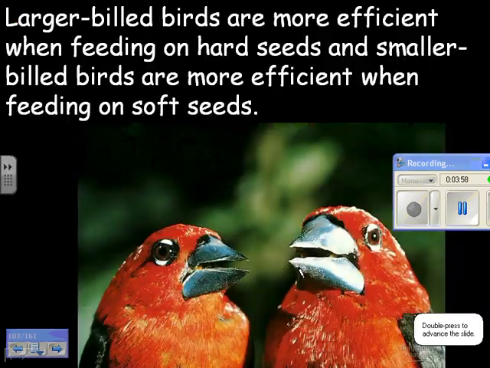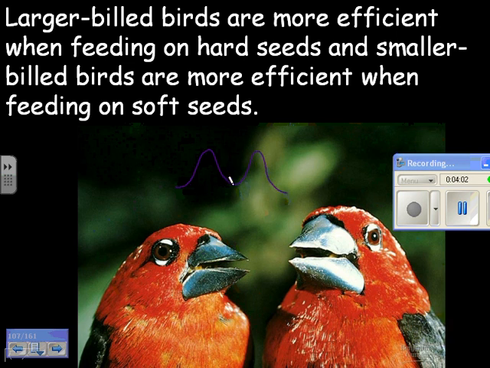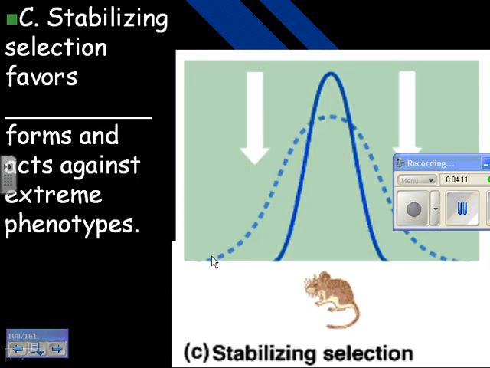Okay, so this one is diversifying selection. The one in the middle decreases and the ones on either end increase. This time it's not color, it's beak size. The ones on either end do better. Okay, and finally there's stabilizing selection.